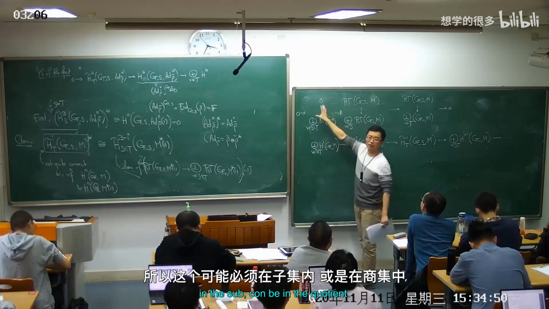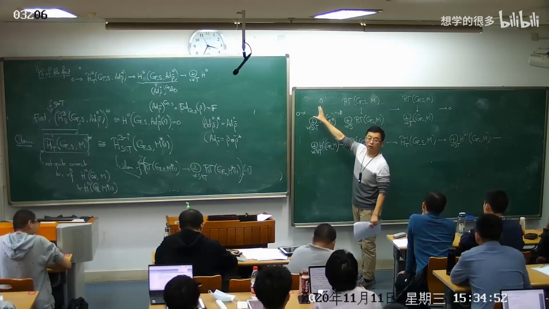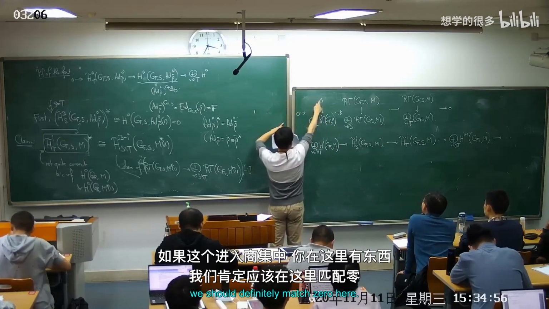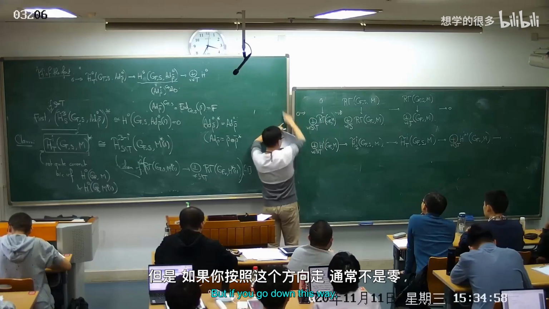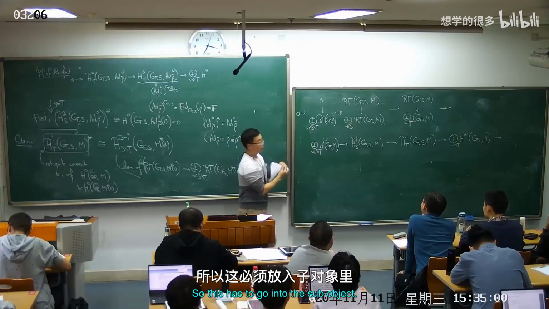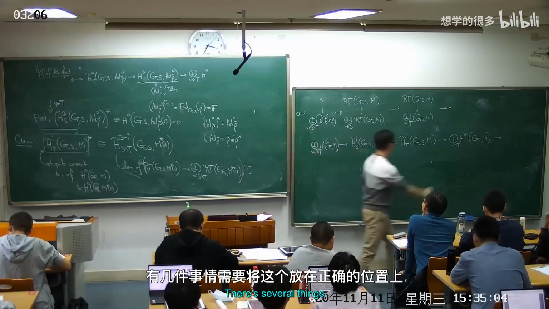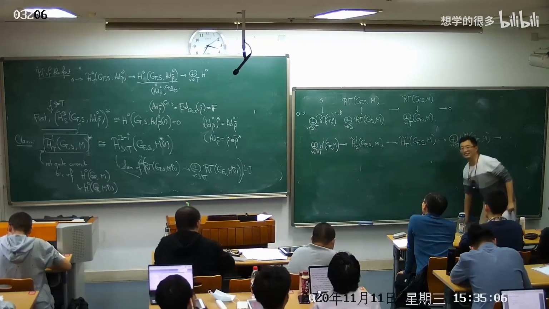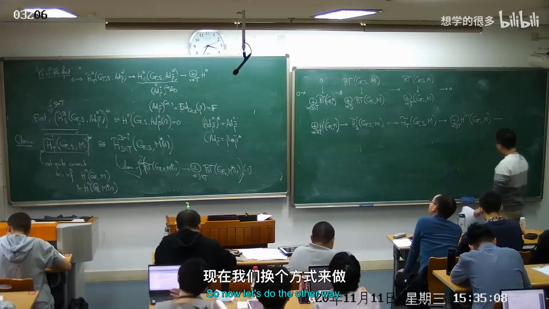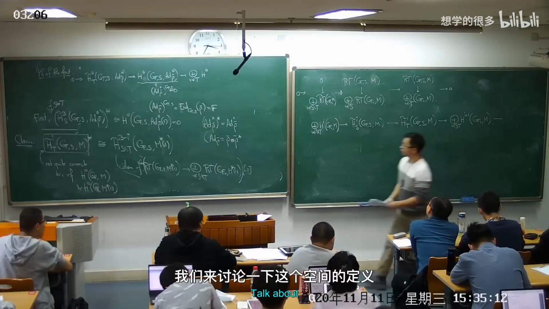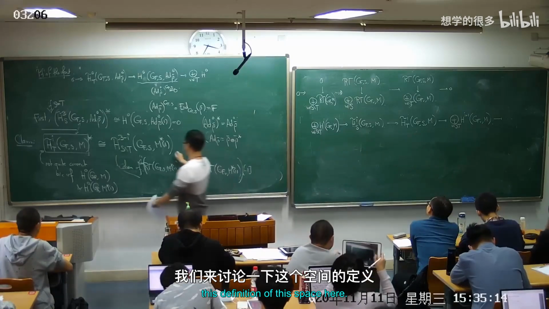So this has to be in the sum, can't be in the quotient. If this goes in the quotient, you have something in here which definitely maps to 0 here. But if you go down this way, it's usually not 0. So this has to go into the sum object of the thing. There's several things of placing this in the right place. So now let's do the other way. Talk about this definition of this space here.